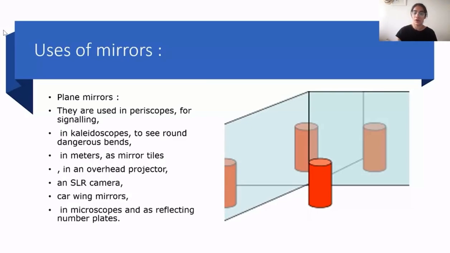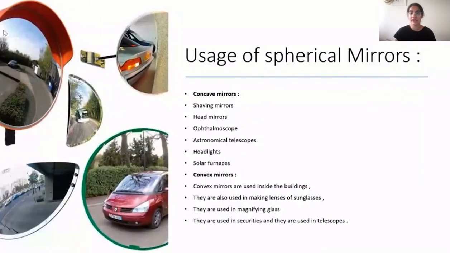Now, usage of spherical mirrors. The two spherical mirrors that we discussed were concave mirrors and convex mirrors. As of now, I'm only telling you the uses and not explaining them, because once you understand the ray diagram formation, you will understand the use better. Concave mirrors are used as shaving mirrors, head mirrors, headlights in cars, or even at the back of helmets of workers. They make use of concave mirrors.